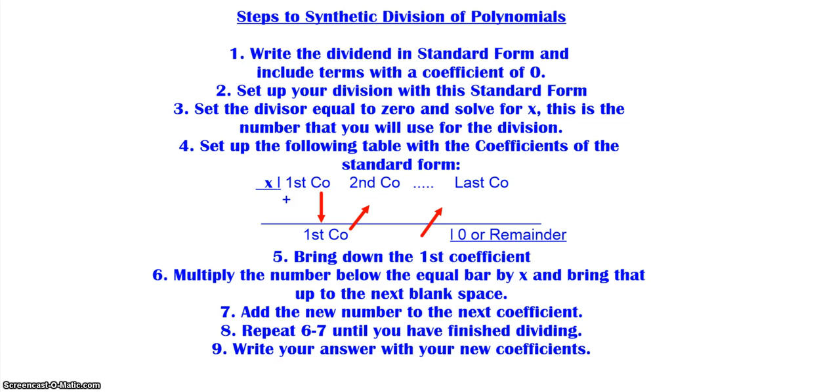Okay, these are the steps to synthetic division of polynomials. So the first step is to write the dividend in standard form and include terms with a coefficient of 0. So this is stuff that we've already done before because it's what you had to do in long division. Alright, then we're going to set up our division with the standard form. We're going to take the divisor, set it equal to 0, and solve for x. This is the number that we're going to use for the division.